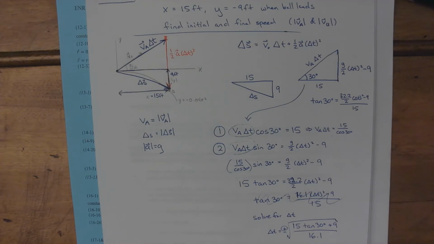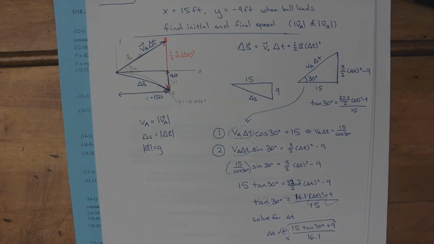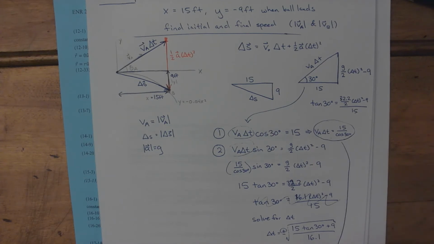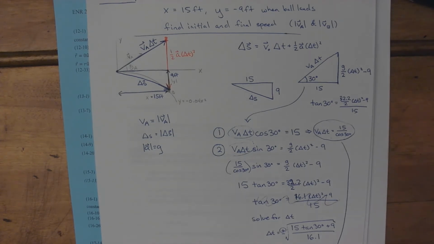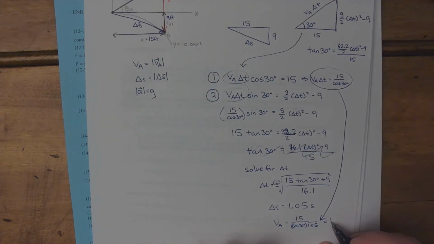which is actually not what we were supposed to find. We were supposed to find the initial speed and the final speed, but now that I know what delta t is, I could take this equation, for instance, although there are other ways of finding VA, and I can say VA is equal to 15 divided by cosine of 30 degrees, and then bringing this delta t over to the other side and putting it in the denominator. You now have VA, and that is 16.5 feet per second.